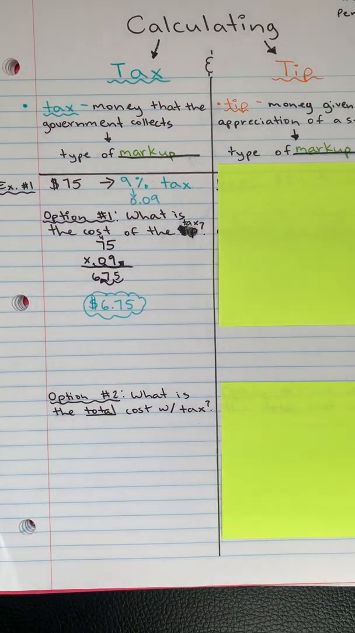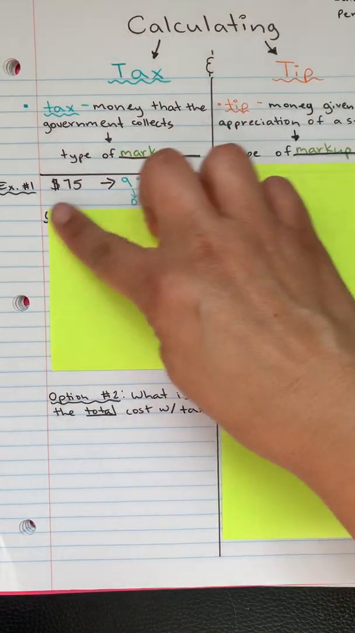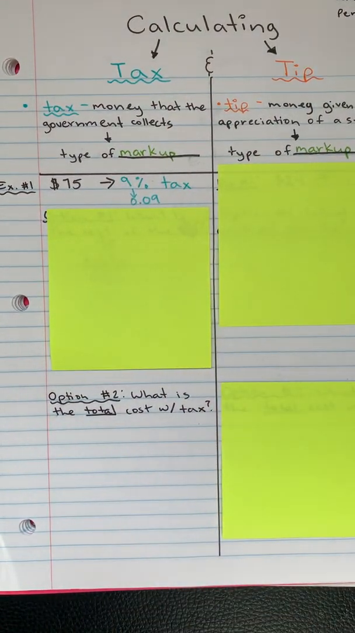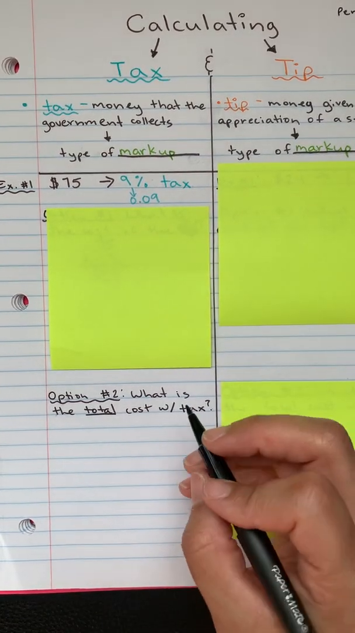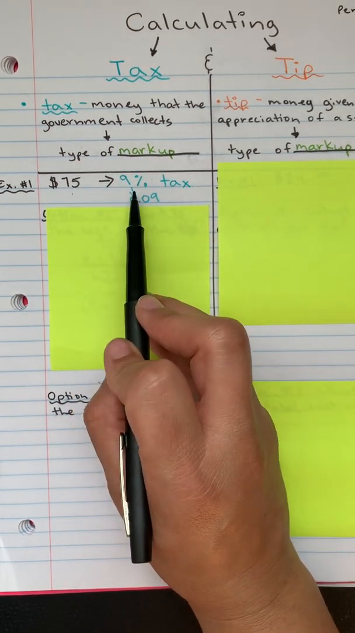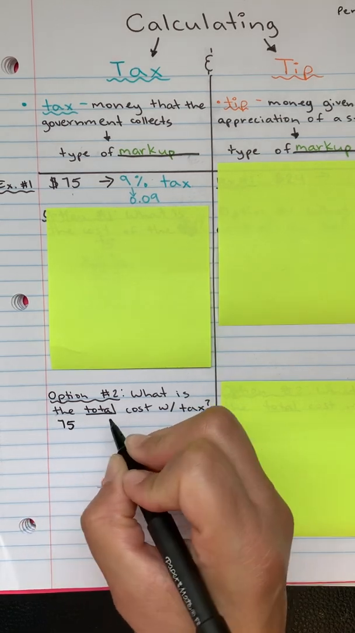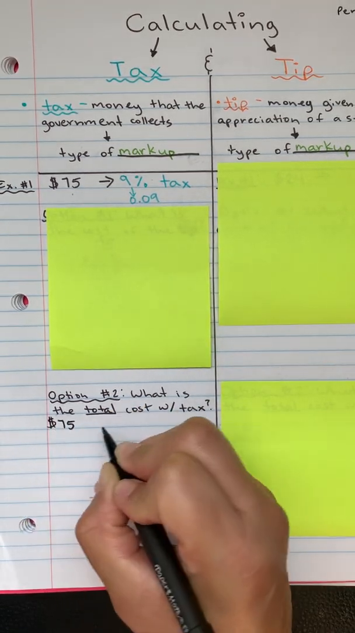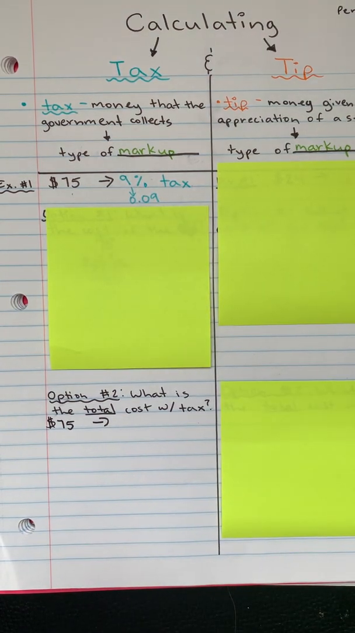If you just wanna know, let's say you were only ever asked this question right here. What is the total cost with tax? Just like I showed you in our last lesson, I'm gonna go ahead and acknowledge that the total cost was $75. And how would I write, I'm gonna go ahead and repeat this here, $75. And I would write the 9% tax.